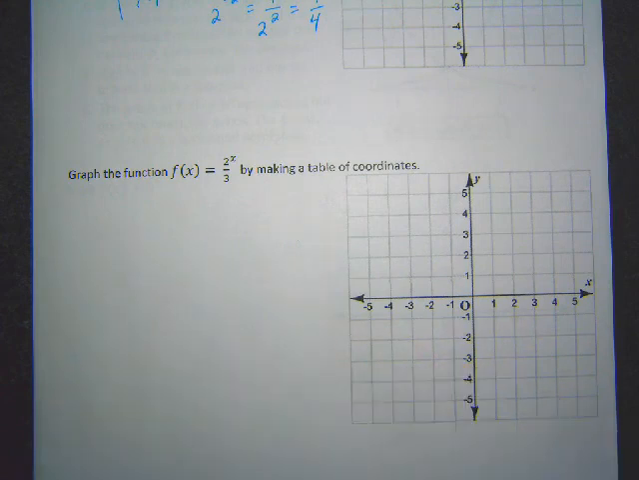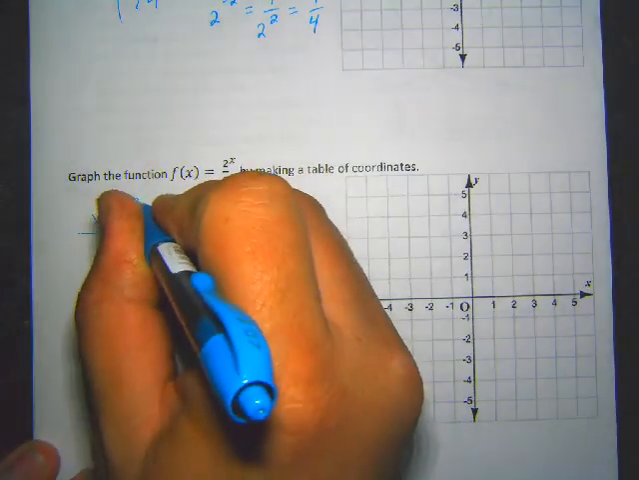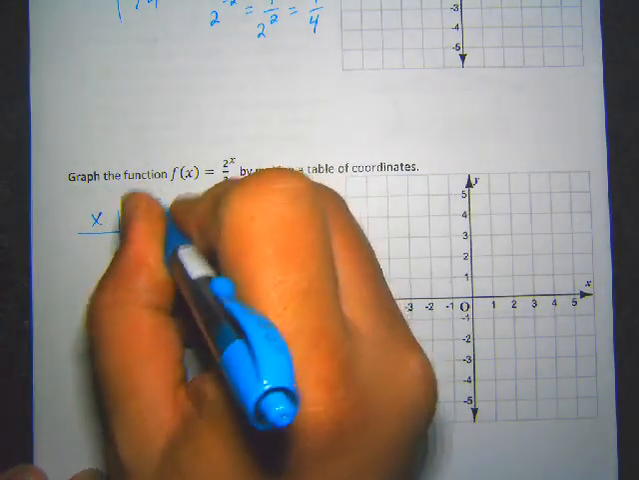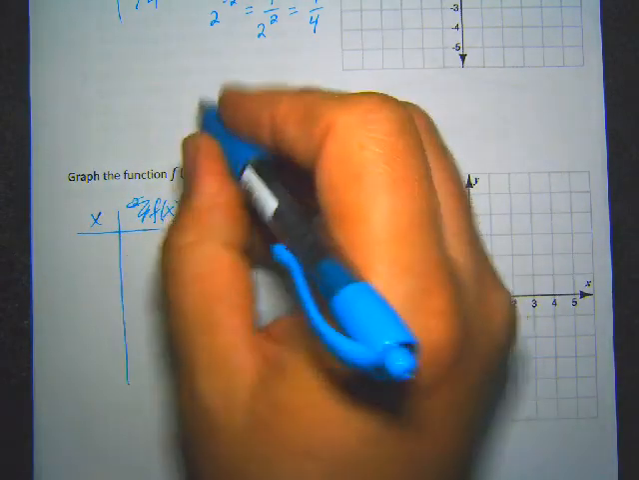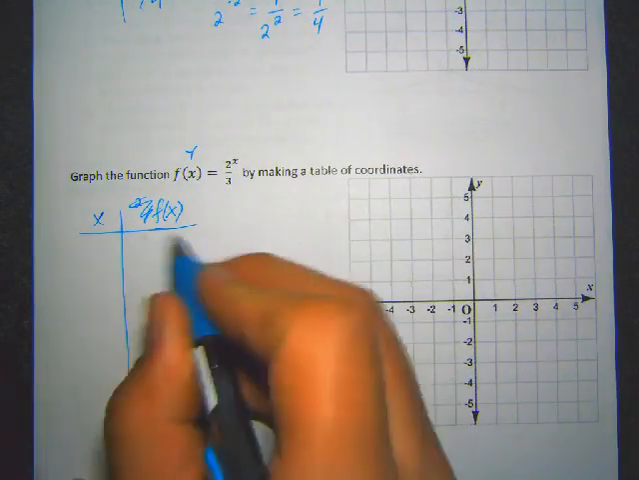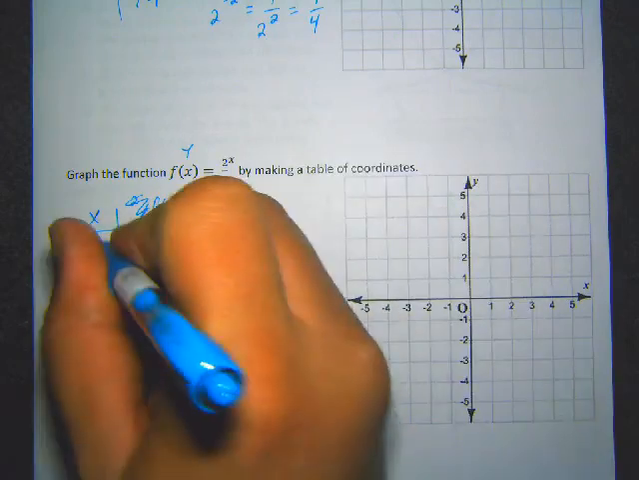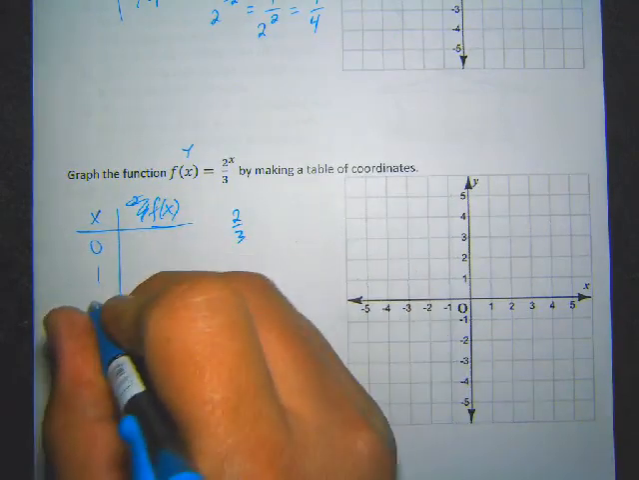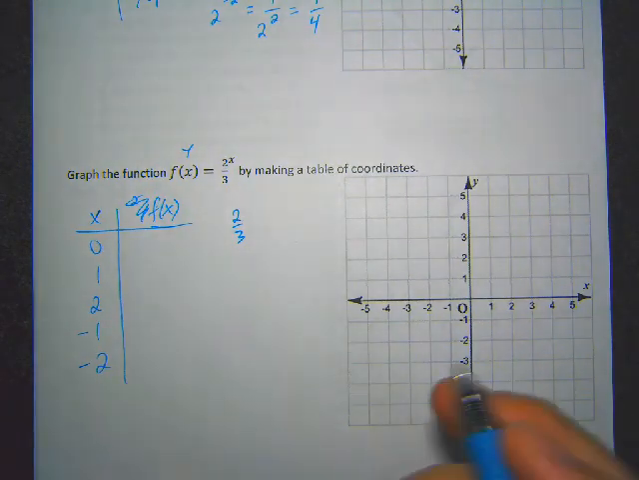So on this one, again, we're going to make our t-chart. We have x here. We have f of x. Again, you could put y if you prefer. So that's going to be our result. So input, output. So first, I'll do 0, 1, 2, -1, -2. Those are good numbers. We'll do the same set.